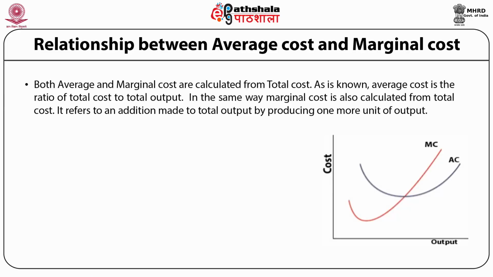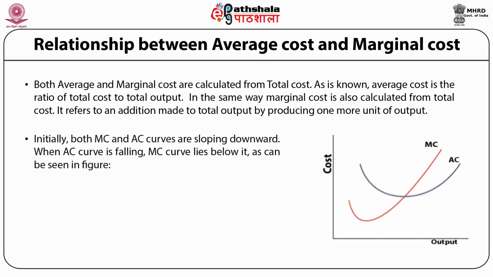Relationship between average cost and marginal cost. Both average and marginal cost are calculated from total cost. As it is known, average cost is the ratio of total cost to total output. In the same way, marginal cost is also calculated from the total cost. It refers to an addition made to total cost by producing one more unit of output.